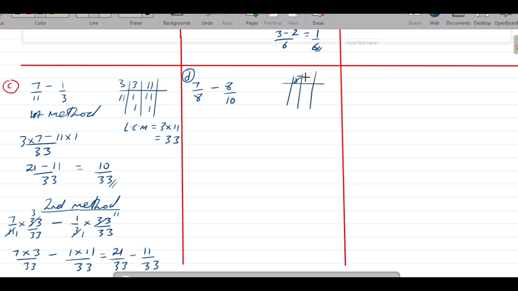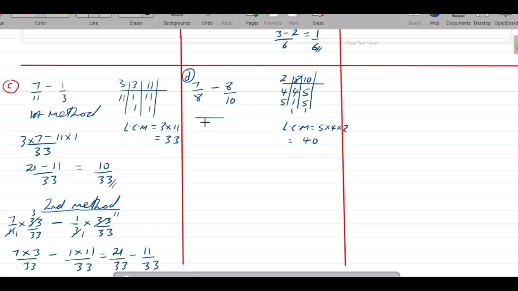This is 8, 10. 2 can go in 8 4 times. 2 can go in 10 5 times. 4 in 4, 1. We still have our 5. 5 in 5, 1, 1. So my LCM here is going to be 5 times 4 times 2. And 5 times 4 is going to give me 20. 20 times 2, that will give me 40. So 40 is my LCM.